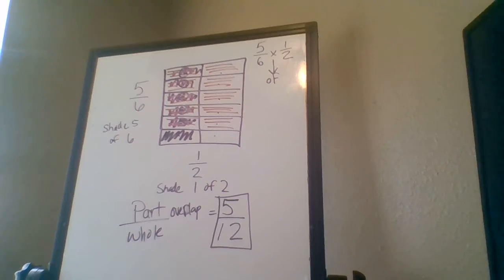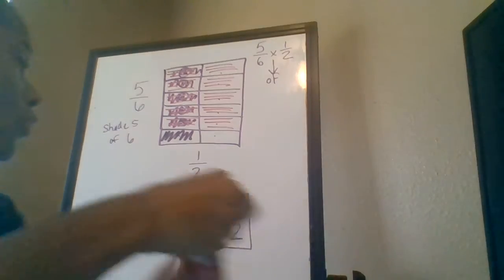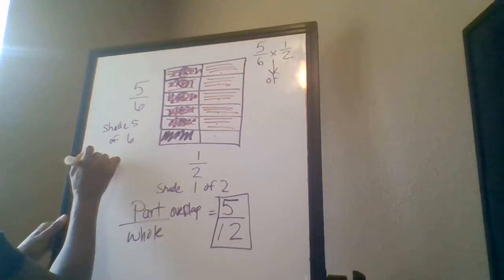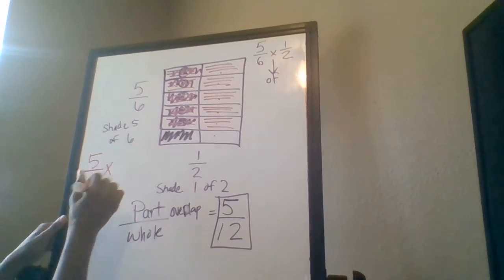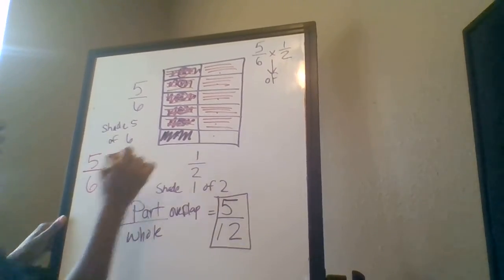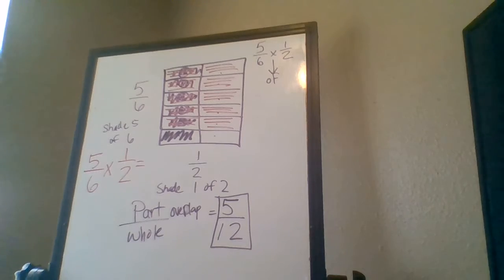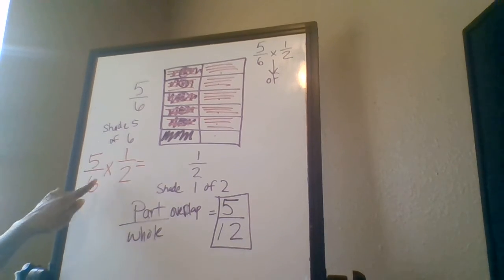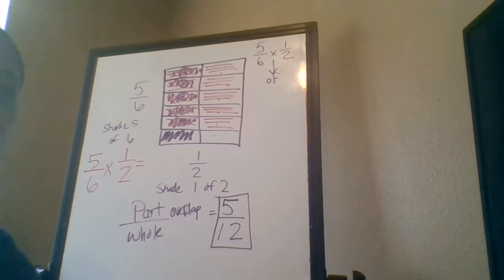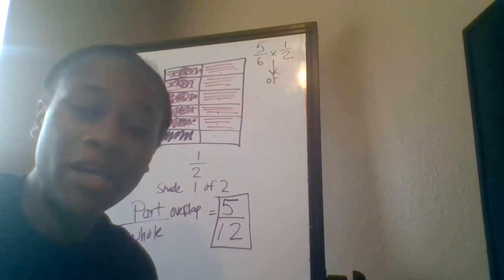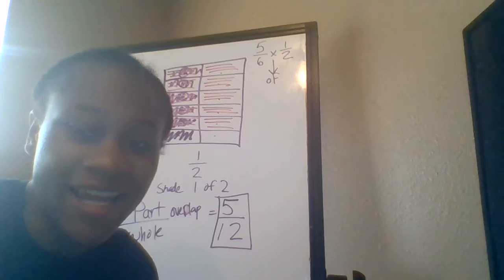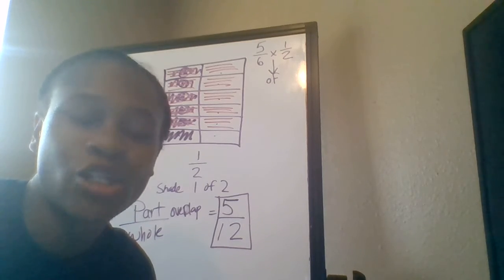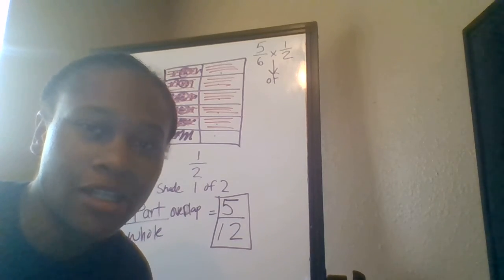Now we want to use math to check our work. So we have originally 5/6 times 1/2. In order to multiply fractions, you multiply the numerator times the numerator and the denominator times the denominator. That's why it's so important for you to change mixed numbers into improper fractions and then multiply, because that is the only way you can multiply fractions.